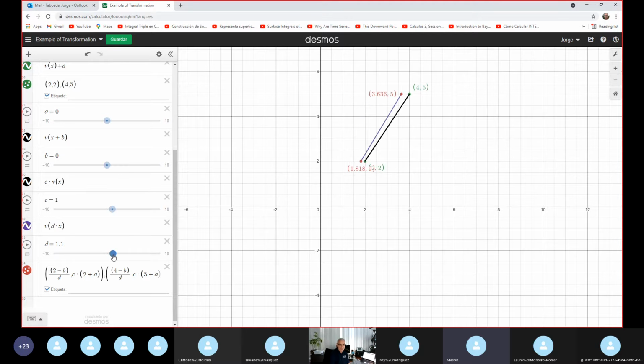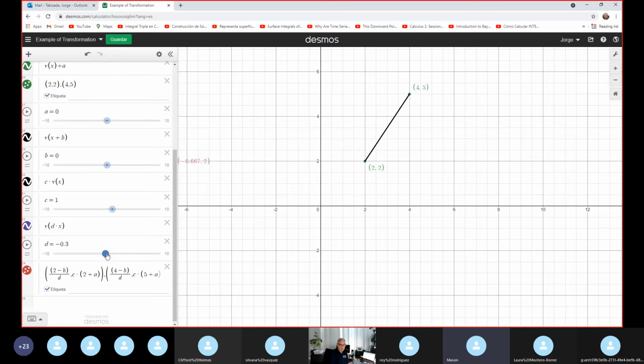Suppose D is now less than 1. Look at that. It's obvious that it's a stretch. Horizontal stretch when D is less than 1, and when D is greater than 1, it's a horizontal compress. Compress horizontal, stretch horizontal. And what about negative?